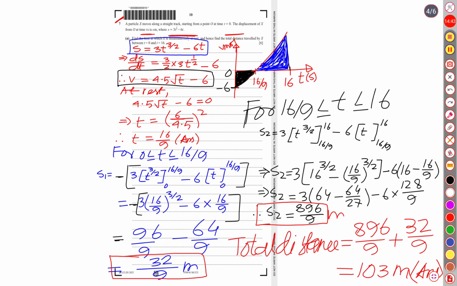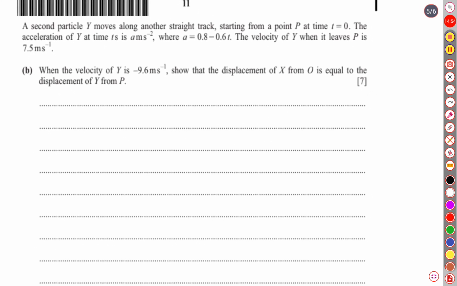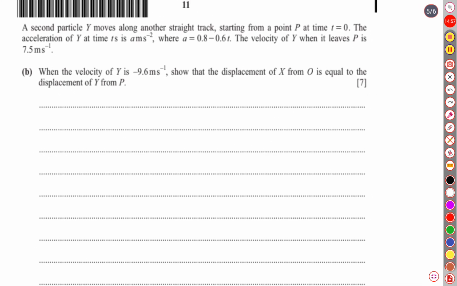Let's see what part B says. It says a second particle Y moves along another straight track starting from a point P at time t equal to 0. The acceleration of Y at time t seconds is a meters per second squared, where a is equal to 0.8 minus 0.6t. The velocity of Y when it leaves P is 7.5 meters per second. When the velocity of Y is negative 9.6 meters per second, show that the displacement of Y from O is equal to the displacement of Y from P.